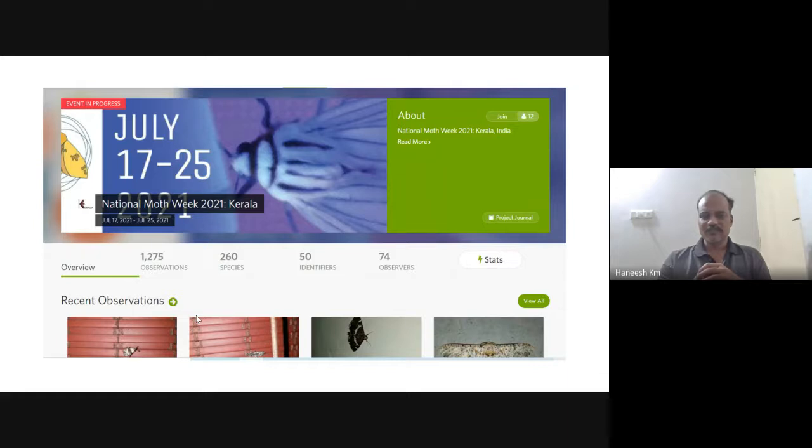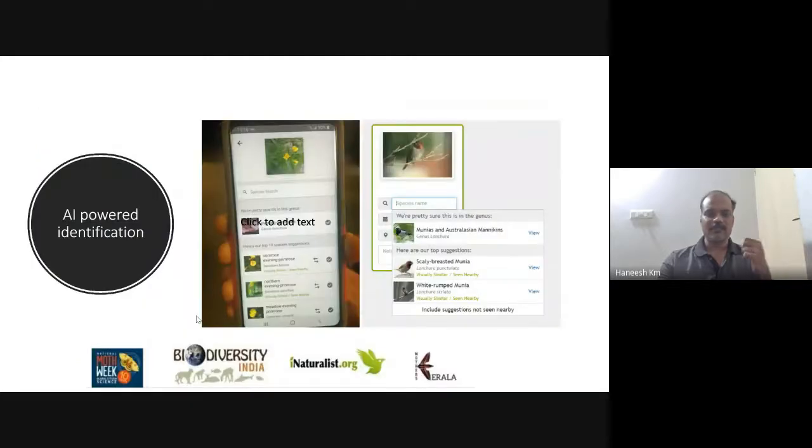Okay, so this data is from the morning. Hopefully, it will improve by evening. 60 species, 50 identifiers, and 74 observers. Okay, so it's a good number. We can see the participation, the diversity, and all.